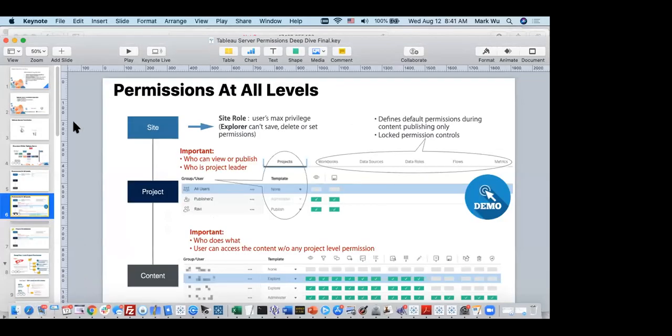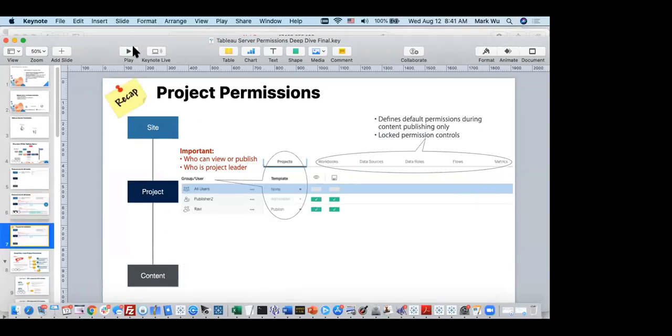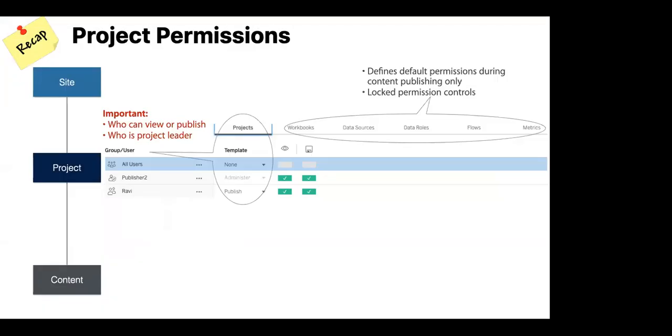In the past, the process was a little bit too crazy, but right now, finally it's usable. Let me do a recap on project level permission. Again, more important is at the project level, who can view or publish to this project and who is the project leader. The rest of the tab can be served as either default or will be enforced as locking.